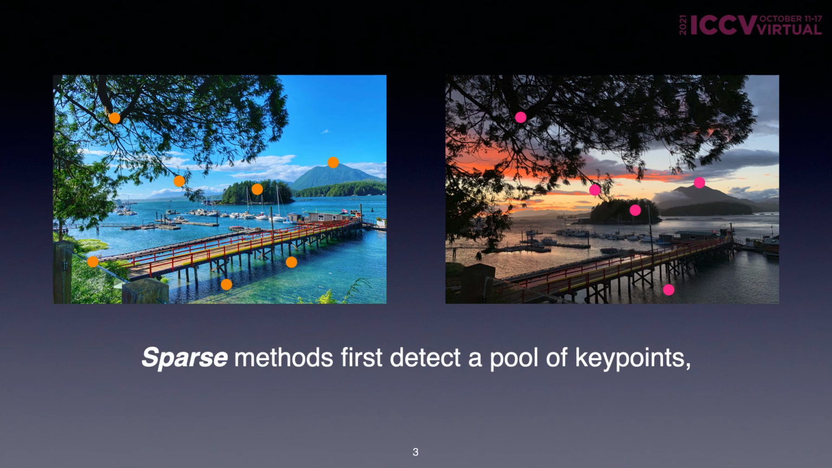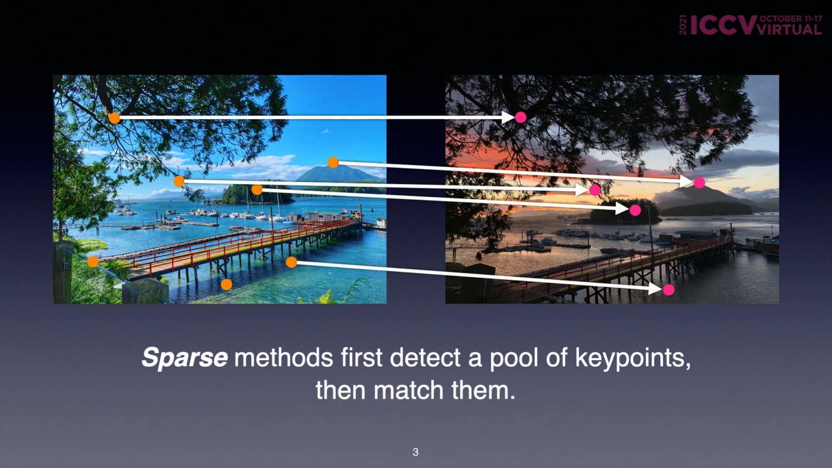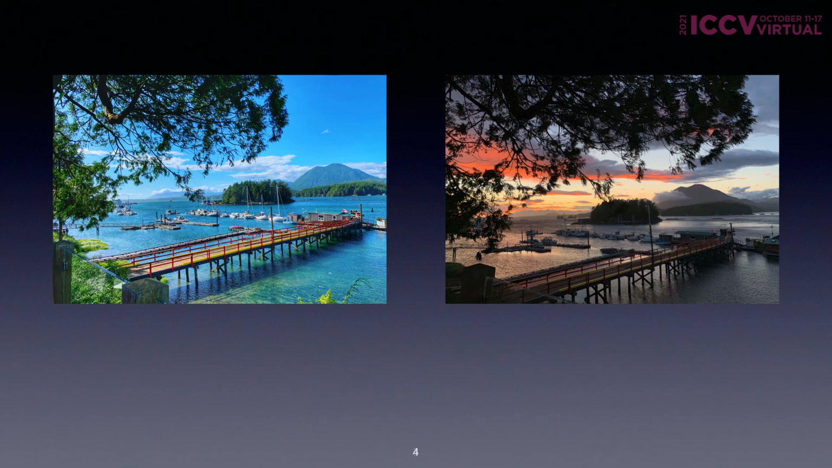Sparse methods first detect a bunch of key points, then compute a descriptor or local feature for each key point. Then feature matching is applied to obtain the final correspondences. The sparse methods usually provide a set of sparse matches with high spatial accuracy. It is an important building block for structure from motion systems.